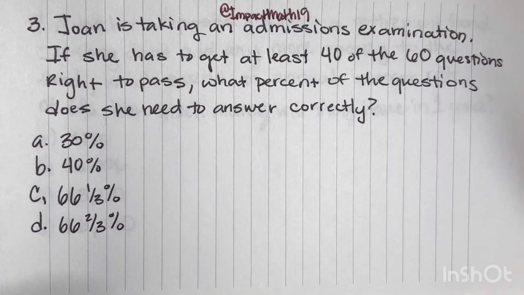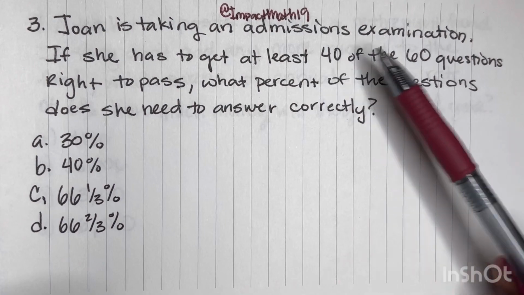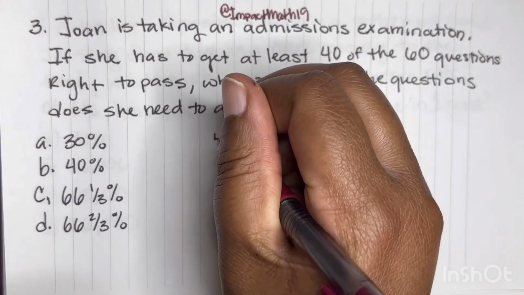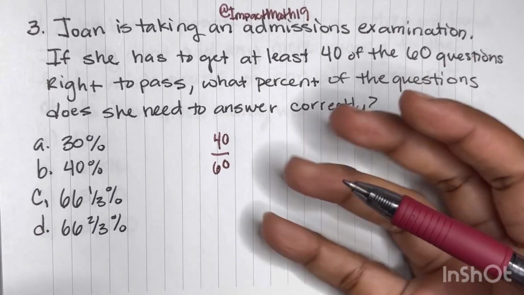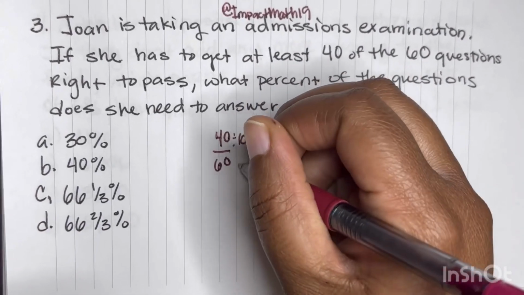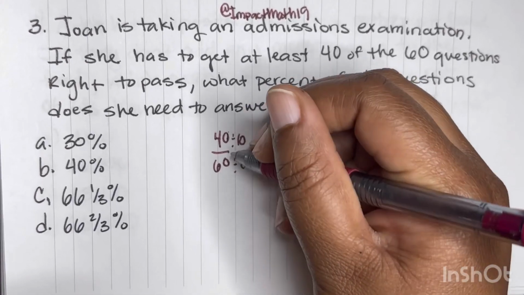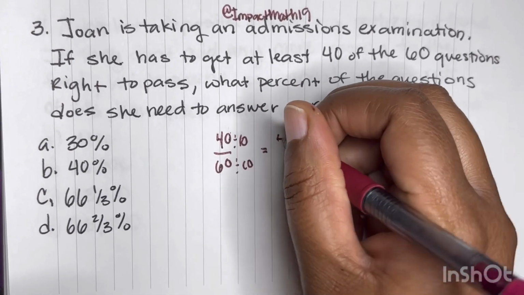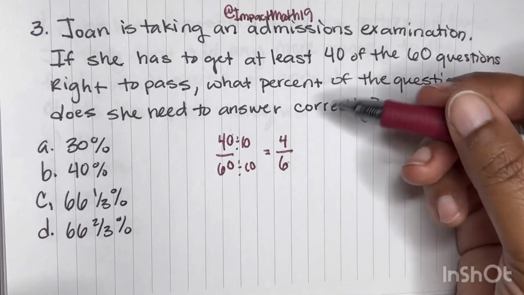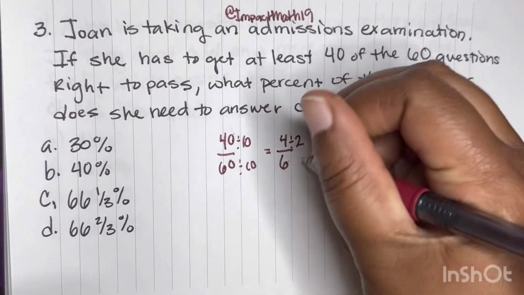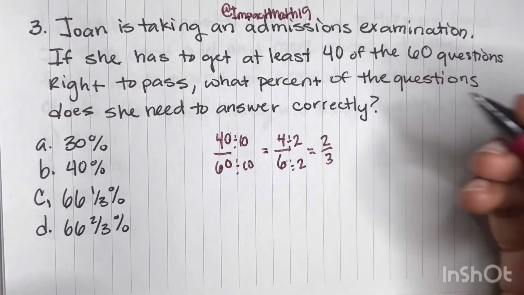So what we want to do when we're trying to find what percent, we want to put how many she got right over the total. So we would make this 40 over 60. Well, we can reduce this, okay, by dividing out by 10, or simply crossing out the 0 over 0, okay? So that would end up 4 over 6, okay? Now we can reduce 4 over 6 by dividing by 2. So this would be 2/3, okay?